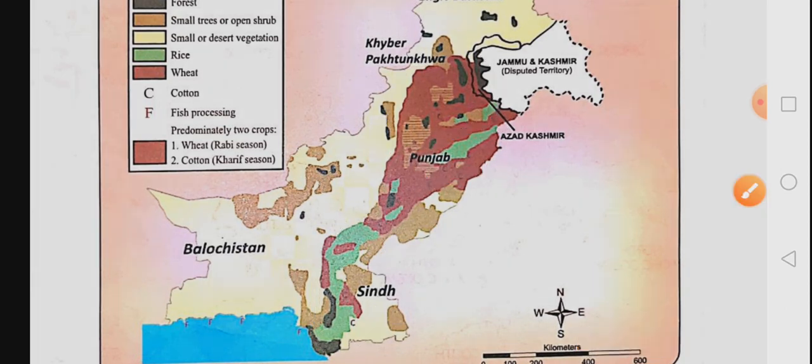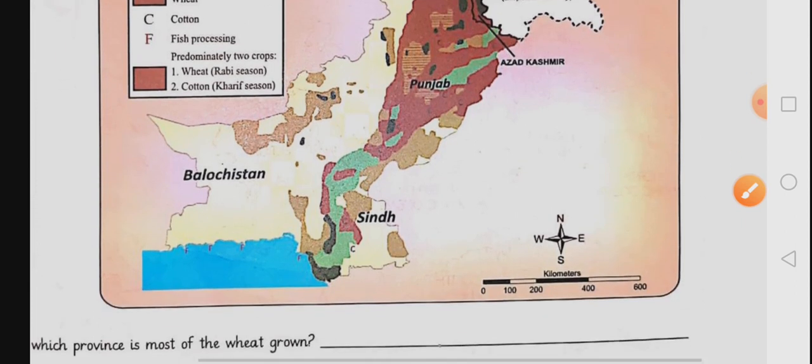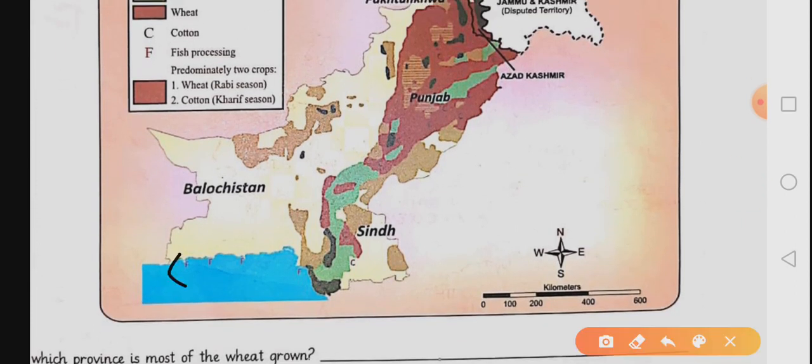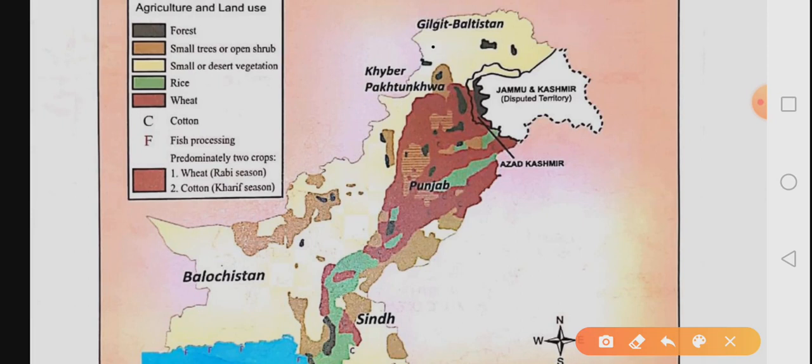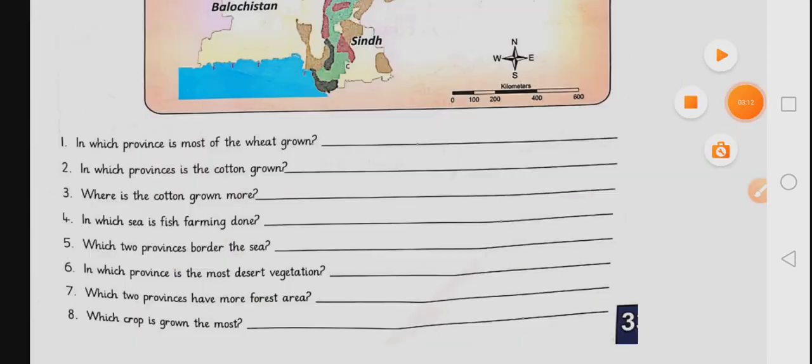And where F is written, it means this is the fishing area, obviously. Our coastal line where there is Arabian Sea, in that area people use fishing as a means of earning. And this is the compass rose. You can see that in the south of Pakistan we have Arabian Sea, and then in the north of Pakistan we have our Gilgit-Baltistan and Kashmir, which are also known as our northern areas.